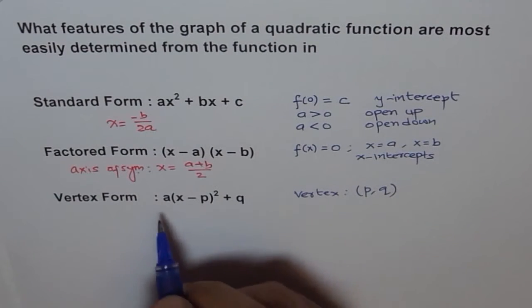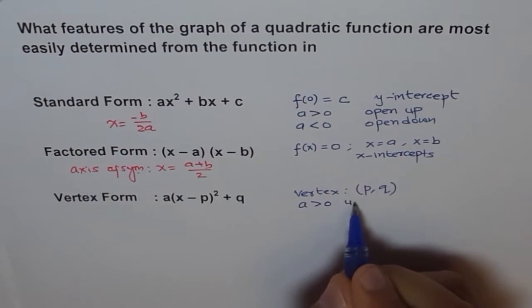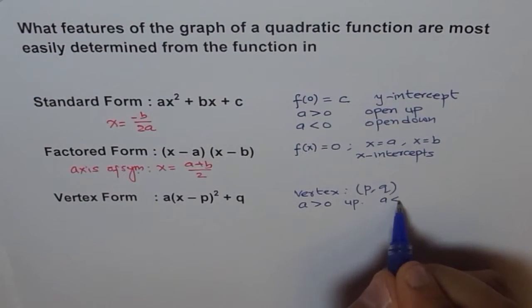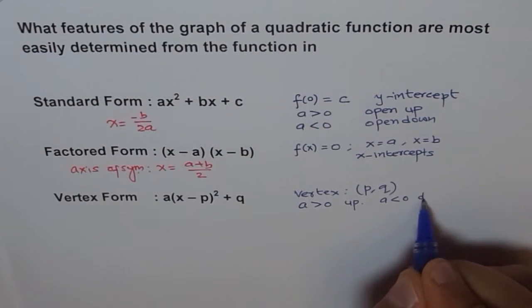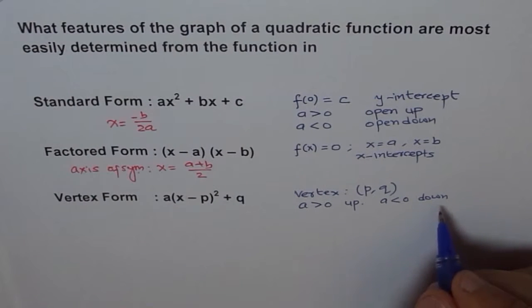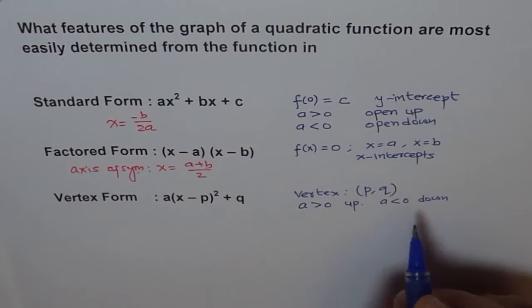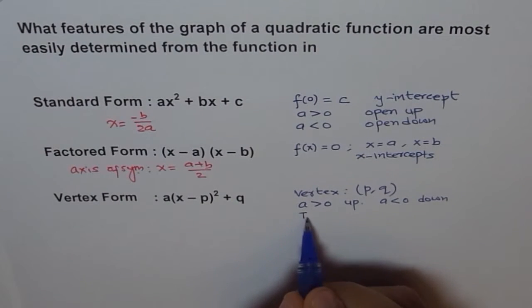Yes. And a gives you what? If a is greater than 0, then it moves up, right? And if a is less than 0, then it is downwards, right? So it does give you the direction of opening also. Plus, the vertex form is very good for transformations.